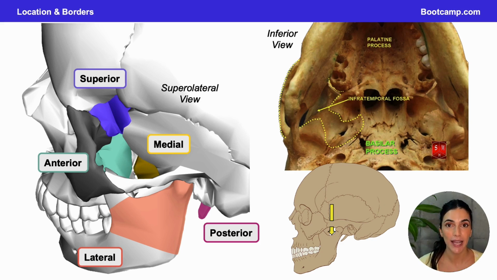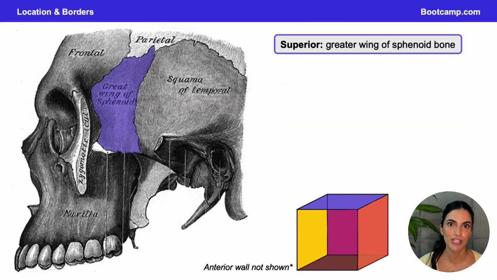So now let's start talking about our borders. Our first border is going to be our superior border. I've given you a cube here to help you visualize the borders a little bit better when we talk about superior, anterior, posterior, and so on. It might be easier to picture this with the cube in mind, with those colors in mind.